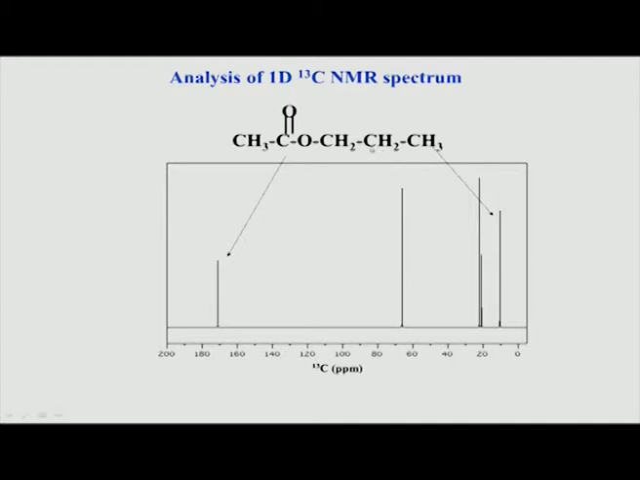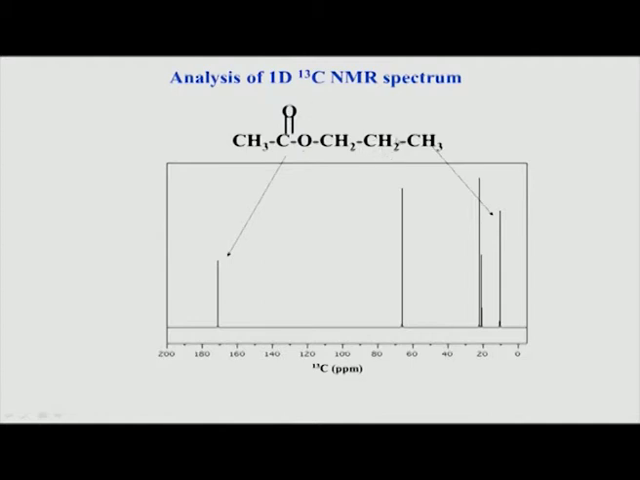Now come to this CH2. This CH2 is closer to the functional group, but this CH3 is also coming close to it. So there are two peaks which are very close to each other, and one of them corresponds to this CH2 carbon, and another peak corresponds to this carbon. Why are we saying this? Because as you go away from the electronegative groups, your deshielding effect reduces.